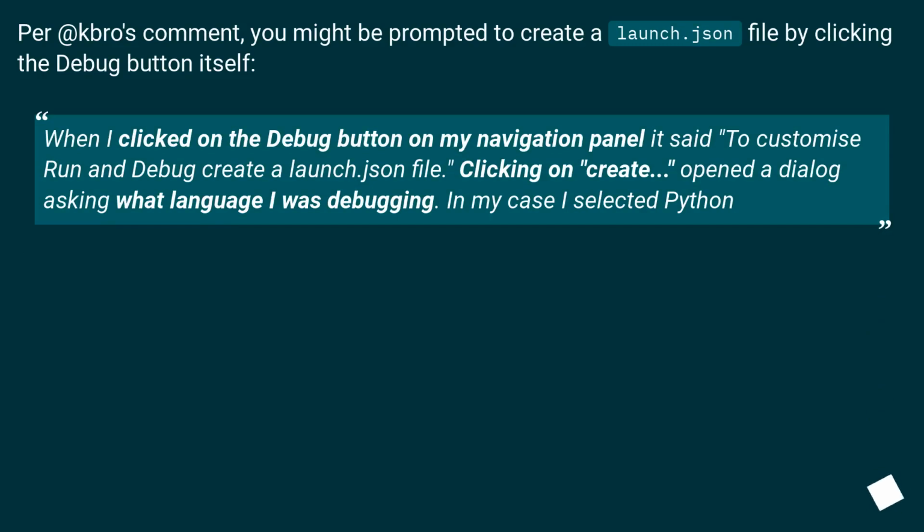Per @pro's comment, you might be prompted to create a launch.json file by clicking the debug button itself. When I clicked on the debug button on my navigation panel, it said to customize run and debug create a launch.json file. Clicking on create opened a dialog asking what language I was debugging. In my case, I selected Python.